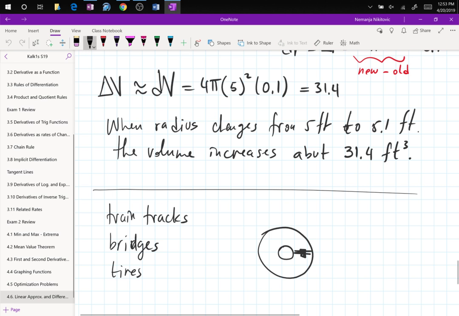So that's what we have. So guys, this is what we have. Part one was approximating the value, and part 2 with differentials approximates the change in value.